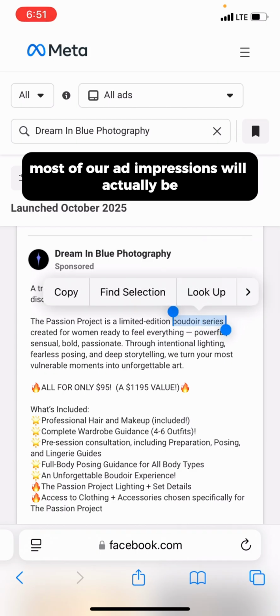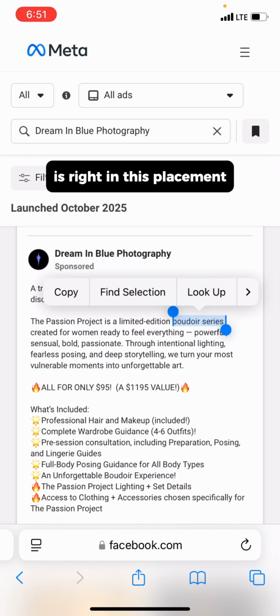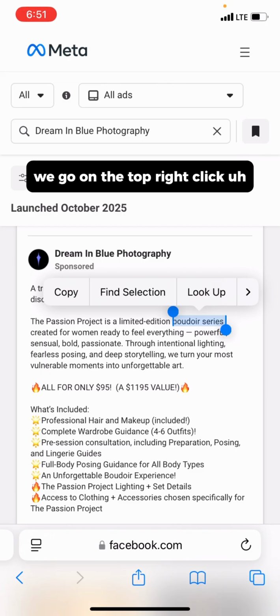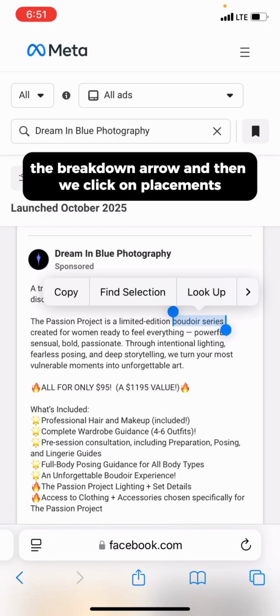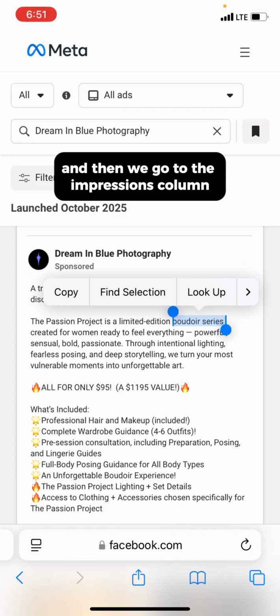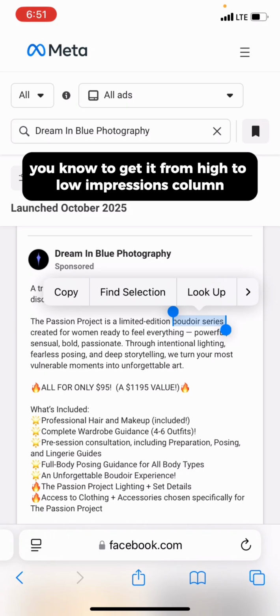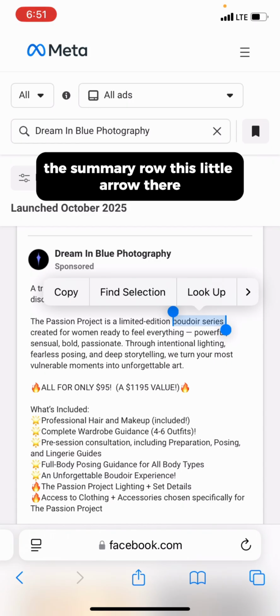All right, this is where most of our ad impressions will actually be, right in this placement. And we know that because if we go to the back of our Meta Ads Manager, go on the top right, click the breakdown arrow, and then click on placements. Then we go to the impressions column and click it once or twice to get it from high to low. Then we go on the bottom left, the summary row, this little arrow there.